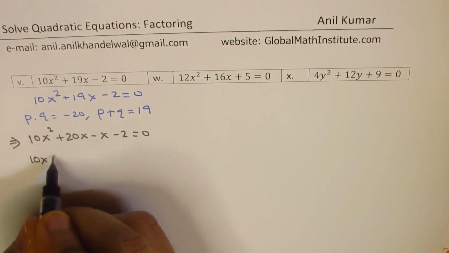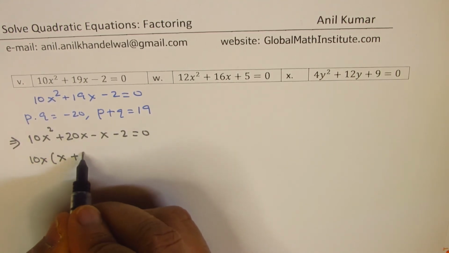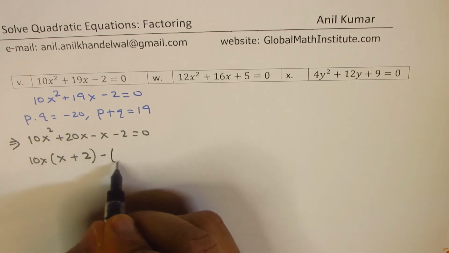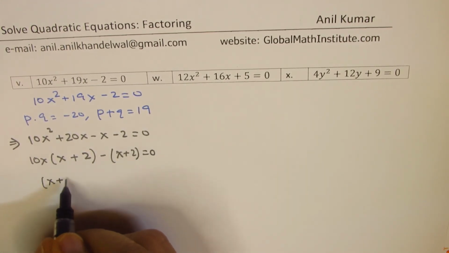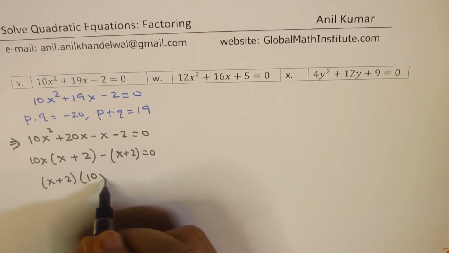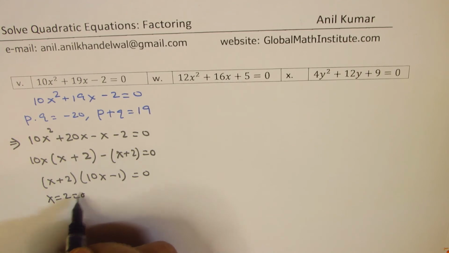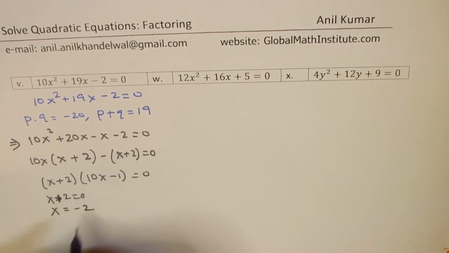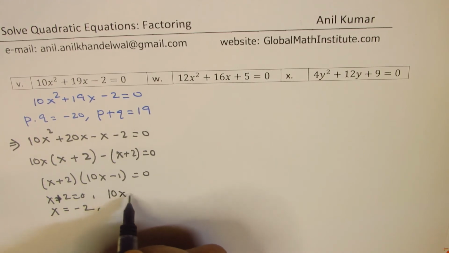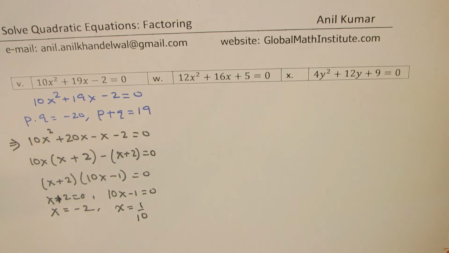Factor 10x. So we get x plus 2, right? And minus, x plus 2 equals to 0. Now x plus 2 is a common factor. We get 10x minus 1 equals to 0. So x plus 2 equals to 0 means x equals to minus 2. And then we have 10x minus 1 equals to 0 means x equals to 1 over 10. Perfect?